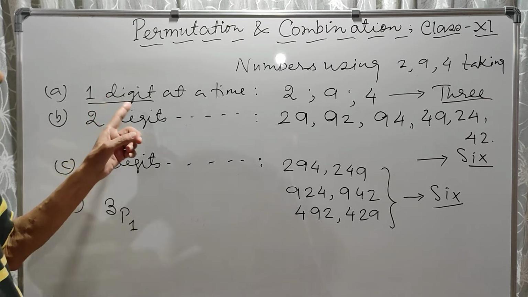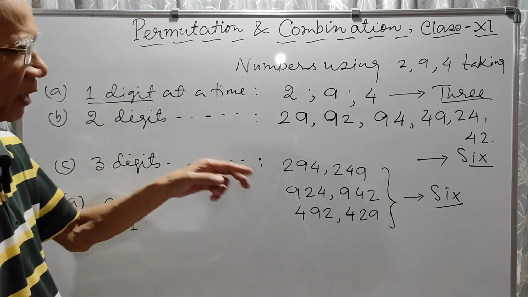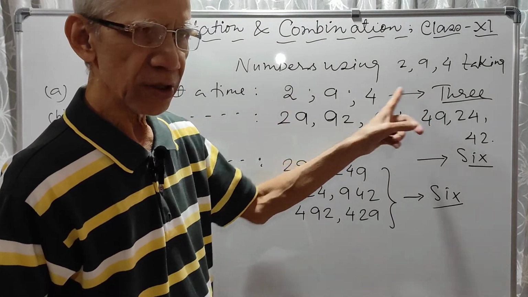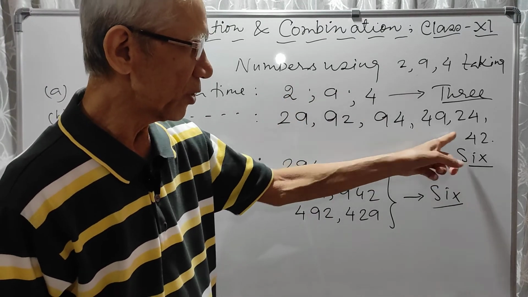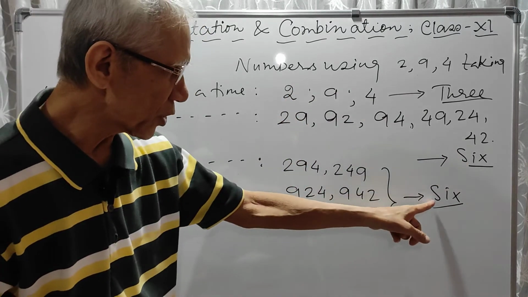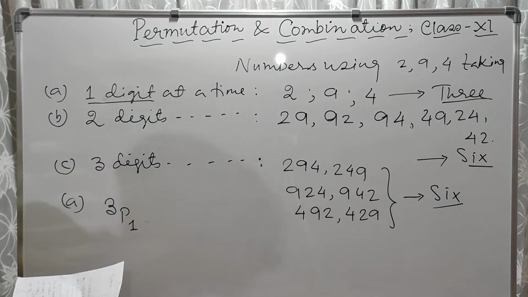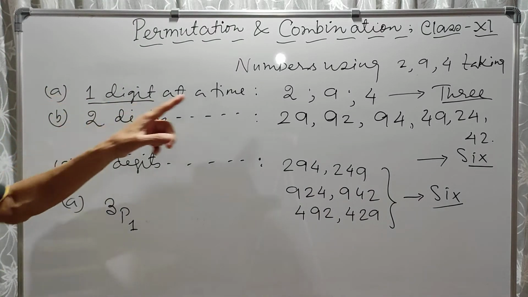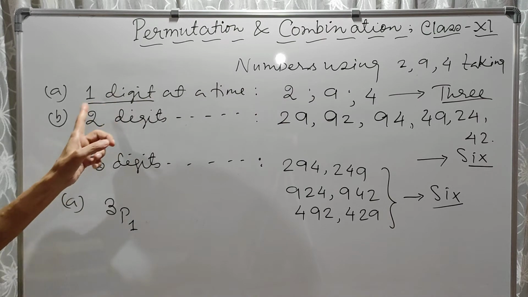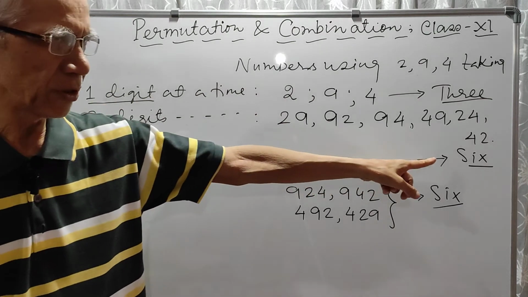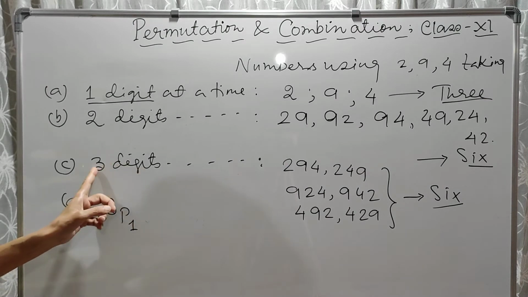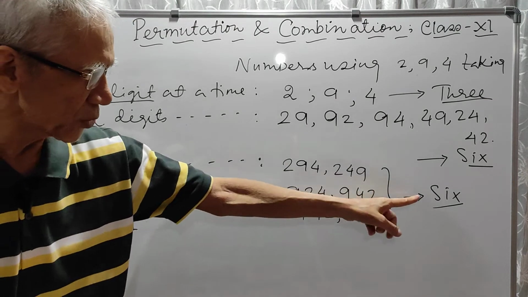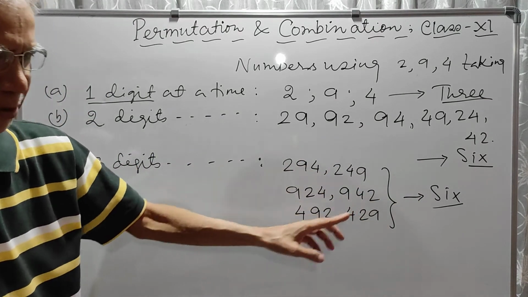Now actually here, taking 1 digit at a time, we got 3 numbers, so we call them 3 permutations. Here we got 6 numbers, that means 6 permutations. Here also we got 6 numbers, that means 6 permutations. So in the first case, we got how many permutations? 3 permutations. In the second case, we got 6 permutations. So each of them is called a permutation. In the third example, we got how many again? 6 permutations. So each of them is a permutation.